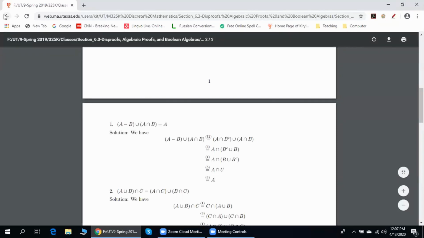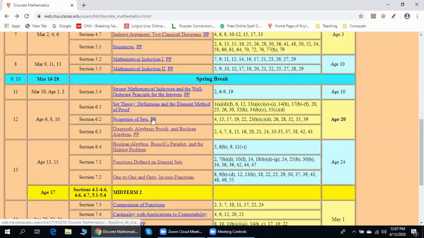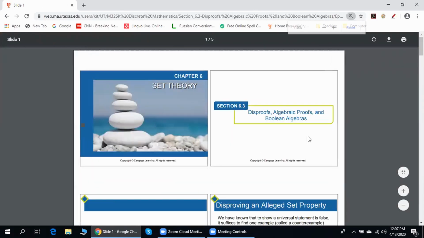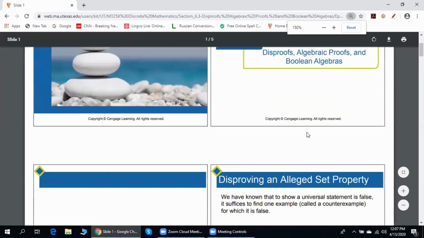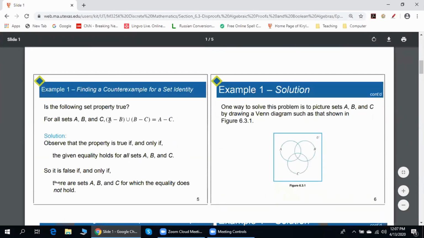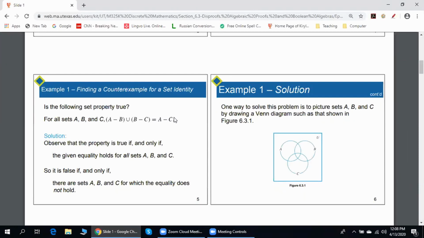For example, please take a look at this. Over here. A minus B union B minus C is equal to A minus C. Let us try to disprove. We have to come up with a counterexample. Step one, we draw a Venn diagram. This is A, this is B, this is C.